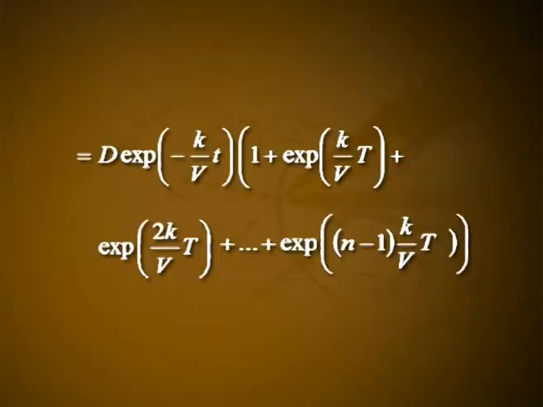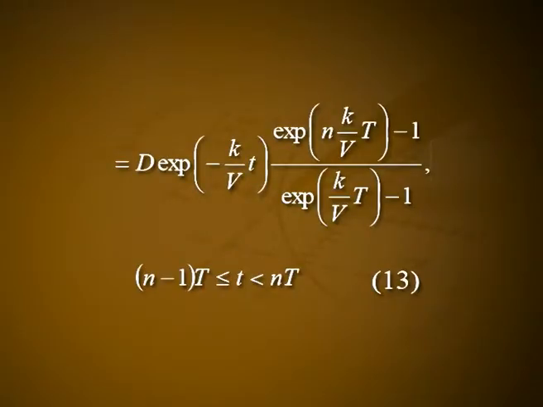That is the same as D e^(-k/V t) into [1 + e^(k/V T) + e^(2k/V T) + etcetera + e^((n-1)k/V T)], which is the same as D e^(-k/V t) into (e^(nk/V T) - 1) divided by (e^(k/V T) - 1), for (n-1)T < t < nT.